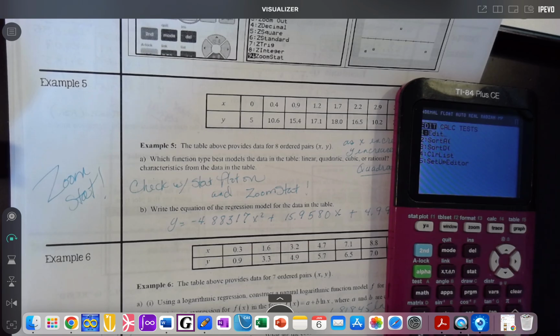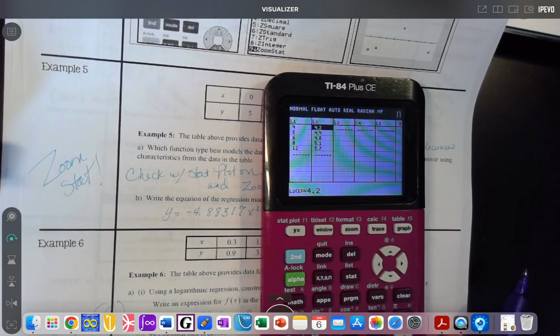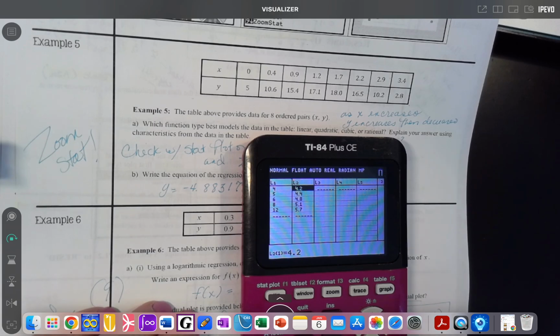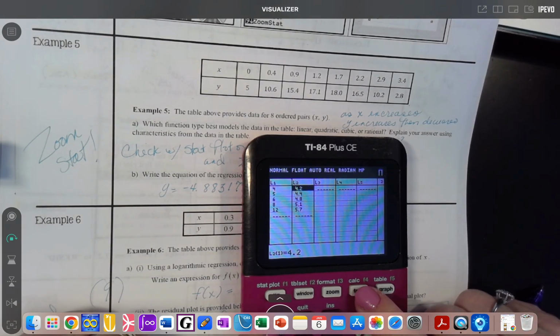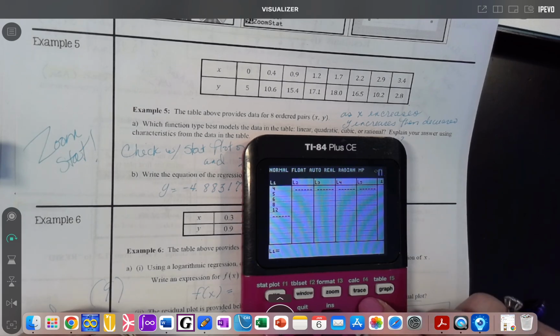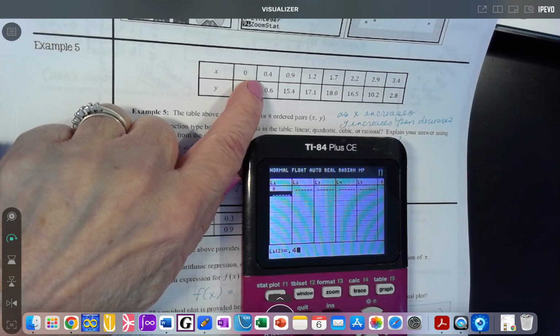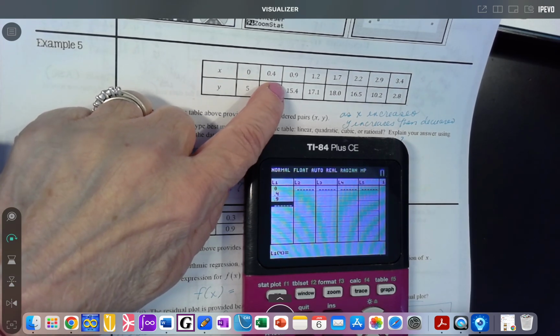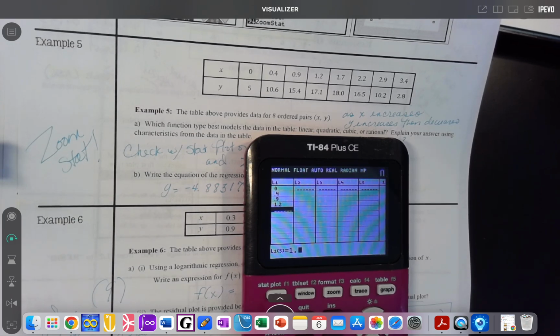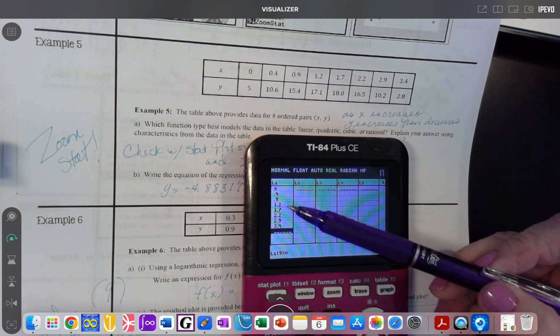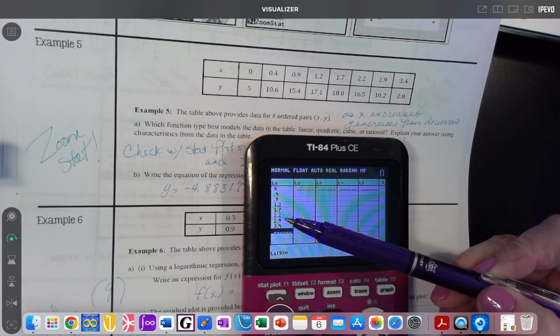Okay, so we have to create a new list. All right, so let me do this down here. And so do it with me. I can't stop the video, so you're just going to have to bear with me putting in these numbers. Okay, so go up and clear. So it's 0, 0.4, 0.9, 1.2, 1.7, 2.2, 2.9, and 3.4. So double check: 0.4, 0.9, 1.2, 1.7, 2.2, 2.9, 3.5.